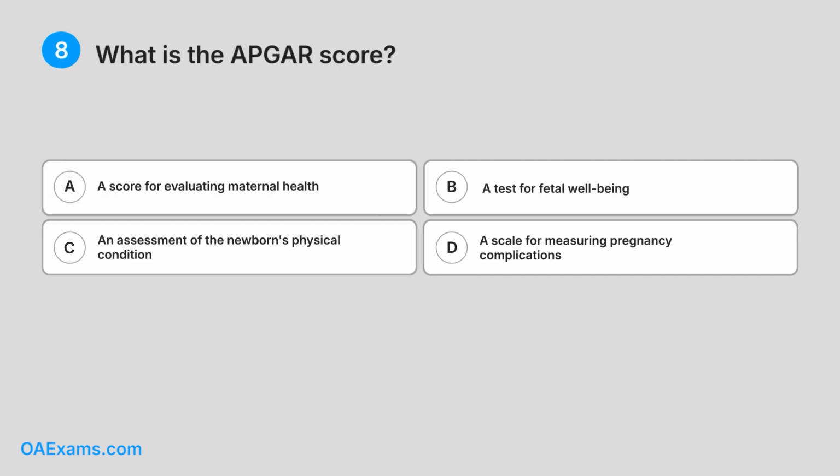8. What is the Apgar score? A. A score for evaluating maternal health. B. A test for fetal well-being. C. An assessment of the newborn's physical condition. D. A scale for measuring pregnancy complications. Do you know the answer?